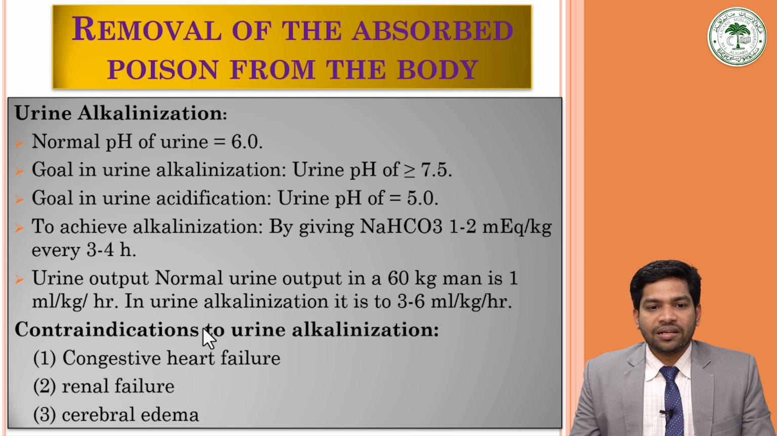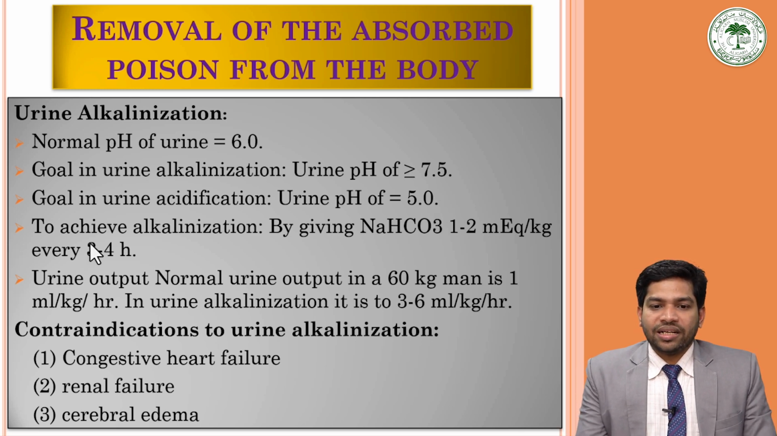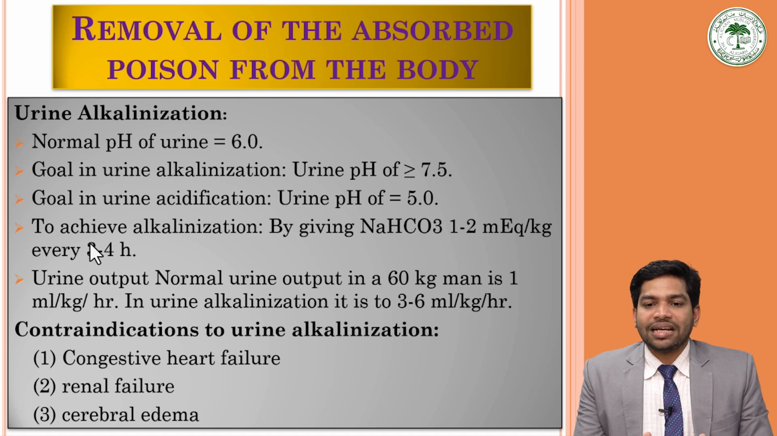On similar lines, the normal pH of urine is 6, and the goal of urine alkalinization shall be that the pH is increased to more than 7.5, and the goal of urine acidification will be to decrease the pH to less than 5 or around 5. What is used for alkalinization is sodium bicarbonate, given in the dose of 1 to 2 milliequivalents per kg every 3 to 4 hours.